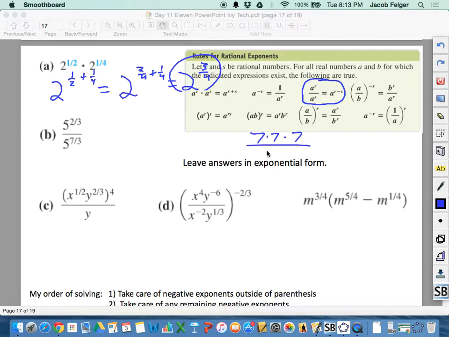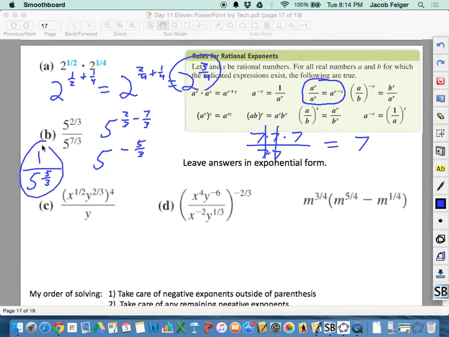So let's see, if I have this, I would have this. So I subtracted 3 minus 2. So I'm going to subtract these two. What is 2/3 minus 7/3? So 5 to the negative 5/3 power. And that's it. That's all you have to do. I know it takes a while to wrap your brain around the whole fraction-y thing, but you'll get there.